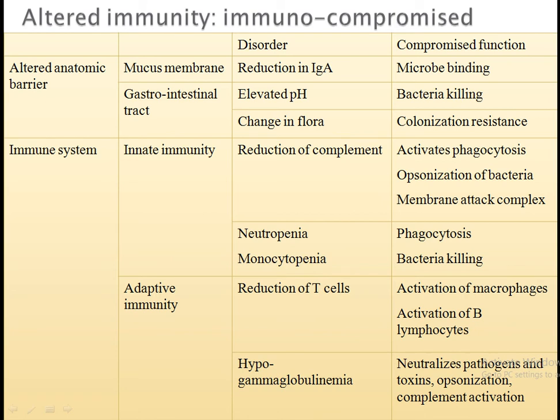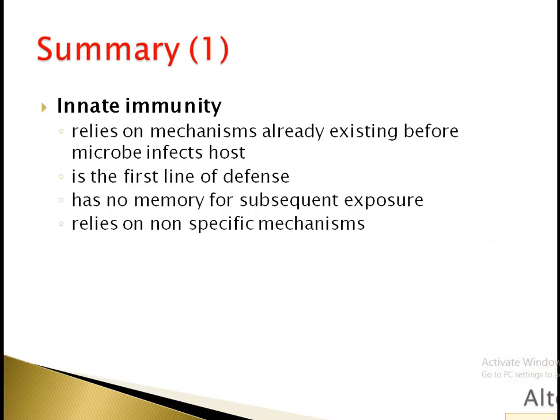Now, what is altered immunity or immunocompromised? This is a very nice table in which I want to show you the altered anatomic barrier and immune system, their disorders and compromised functions. So with that, we complete our topic of body defense against the pathogens, including the first line of defense, second line of defense, and different immune complex systems. So here I just want to revise all these things.